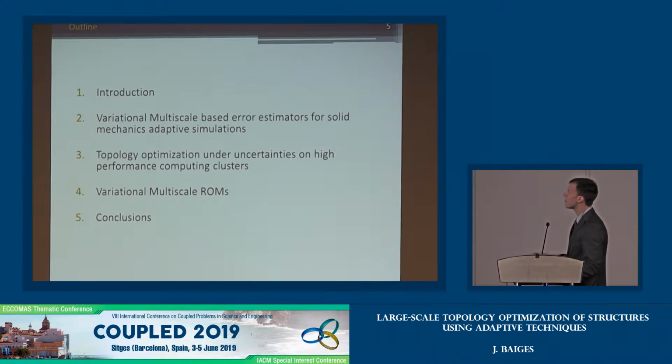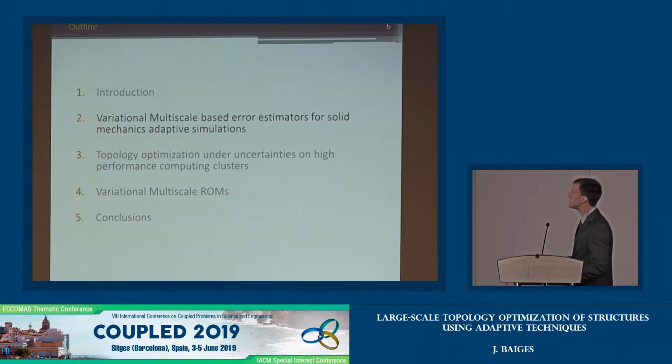So today I'm going to talk about three ingredients that we are using. The first one is going to be a variational multiscale-based error estimator for solid mechanics, which will allow us to refine appropriately our mesh. The second one is a set of strategies for topology optimization under uncertainties by using high-performance computing clusters. And finally, I will briefly discuss some developments that we have been doing in variational multiscale reduced order models for the approximation of fluid structure interaction problems.